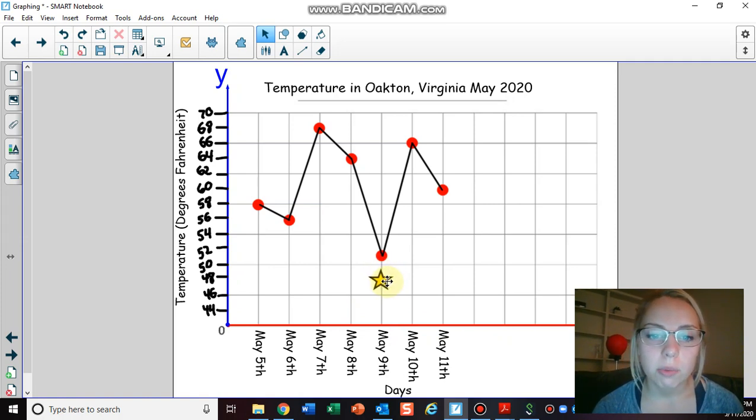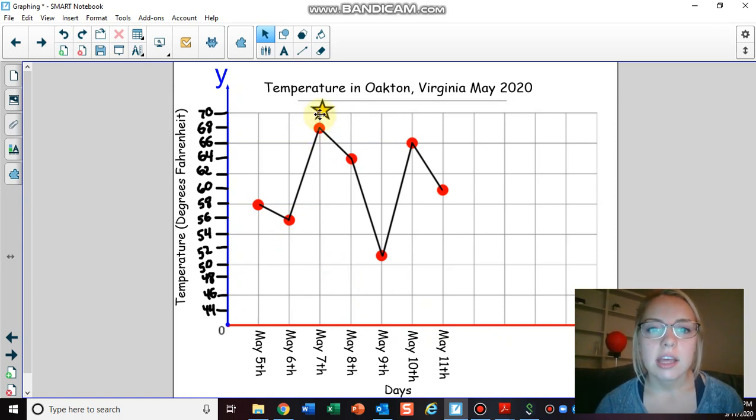Now we can answer which date had the highest temperature. Which date had the highest temperature? Now we see clearly the highest point on the graph is right here at 68 degrees, and that was May 7th. So the highest temperature recorded in this week was on May 7th with 68 degrees, and the lowest temperature for this week was on May 9th with 51 degrees.